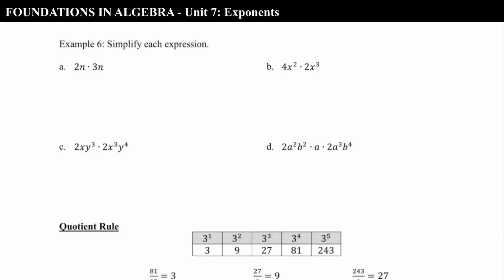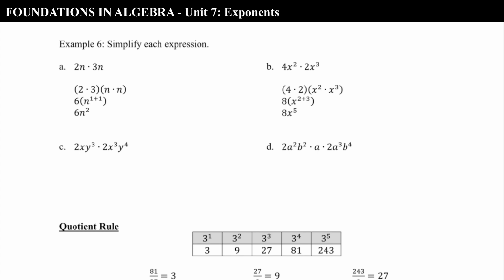So let's do some examples with this. We have 2n times 3n. Well, the 2 times 3 gives us 6. And then n times n, that's n to the first, times n to the first. So that's going to be n to the 1 plus 1. And that gives us 6n squared. For b, we have 4 times 2, and we also have x squared times x to the third. 4 times 2 gives us 8. And if we use the product rule on the powers, then we have x to the 2 plus 3, which gives us 8x to the fifth.